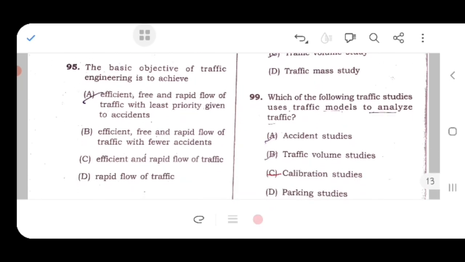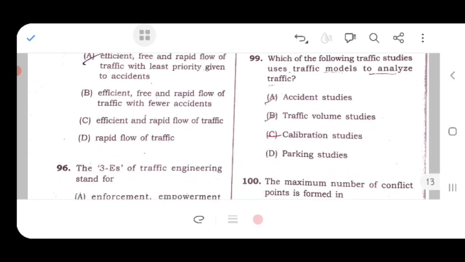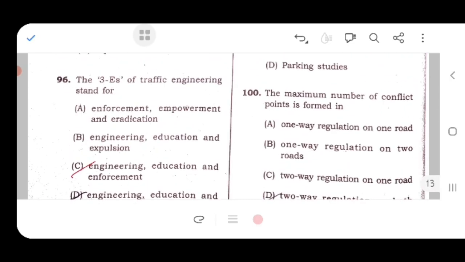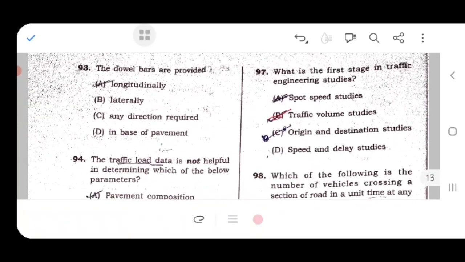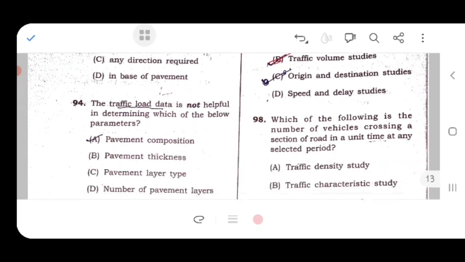The basic objective of traffic engineering is to achieve efficient, free and rapid flow of traffic, at least priority given to accident. Priority given to accident. The 3 E's of traffic engineering are engineering, education and enforcement. What is the first stage in the traffic engineering study? That is traffic volume study.